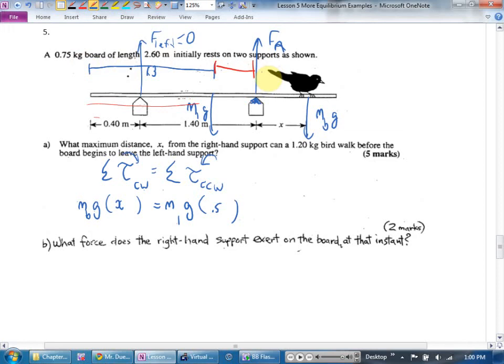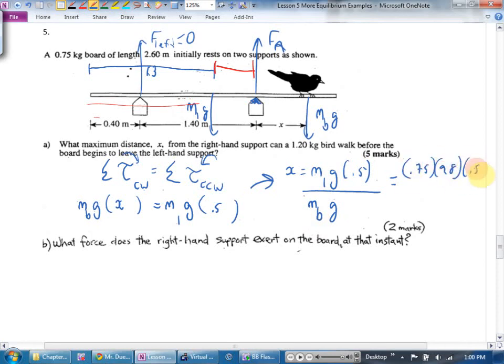X is going to be mass of the beam times g times 0.5 divided by mass of the bird times g. Mass of the beam, 0.75 times 9.8 times 0.5 divided by mass of the bird, 1.2? That's a huge bird. Oh, I also noticed something else. What cancels?